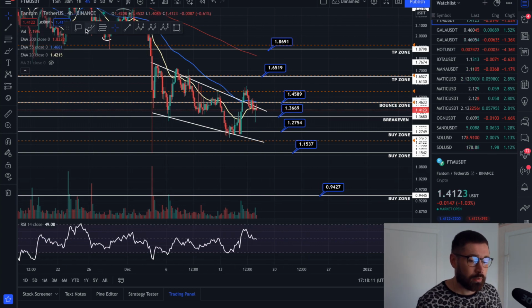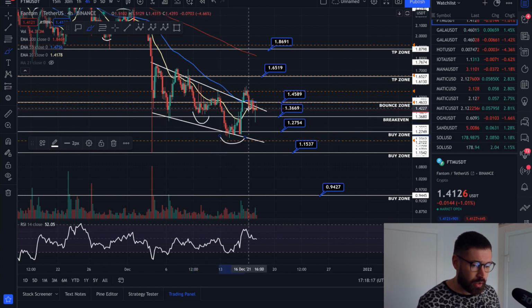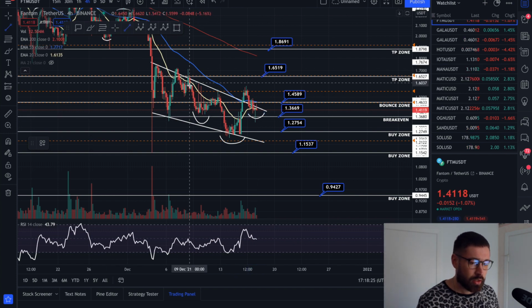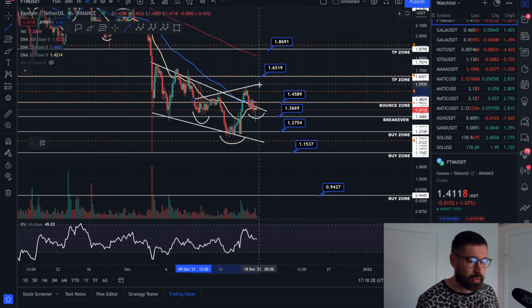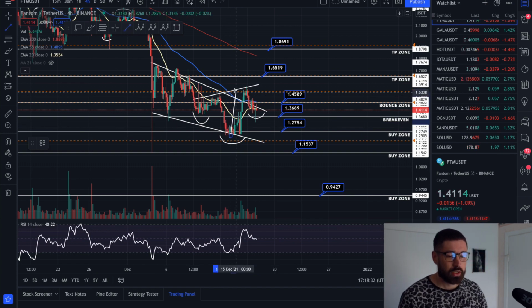However, guys, I'm starting to notice this bullish reversal pattern. I was seeing it for Matic as well and Bitcoin as well, I believe. We'll look at Bitcoin a little bit too. Inverse head and shoulders. So you have your left shoulder, you have your head, and you have your right shoulder here for Fantom. So if we can come up and break this neckline, I'll give you your breakout target for this inverse head and shoulders.